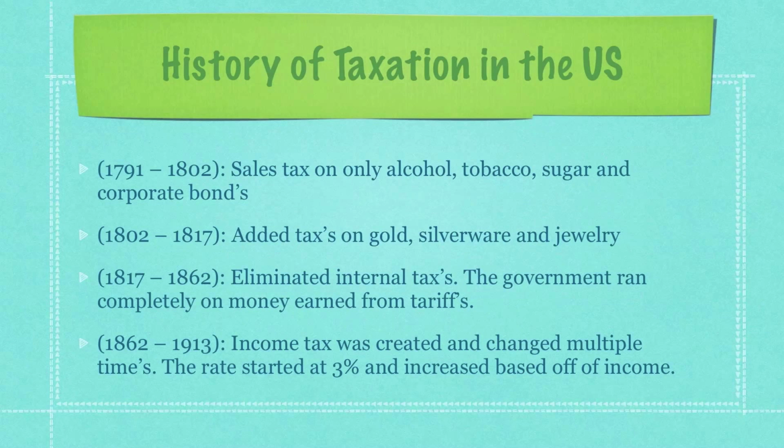So let's have a little history of taxation here, just so I can cover everything in this one tutorial. Until 1802, sales tax on alcohol, tobacco, sugar, and corporate bonds were the only taxes in the United States. In 1802, they added taxes on gold, silverware, and jewelry. In 1817, they eliminated internal taxes, and the government actually ran completely on money that was earned through tariffs.